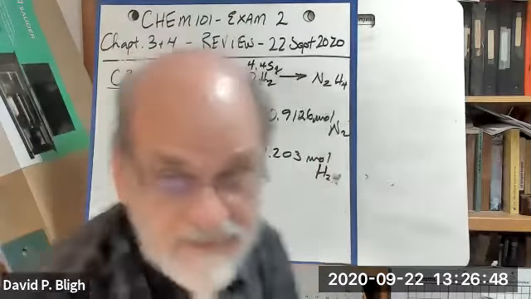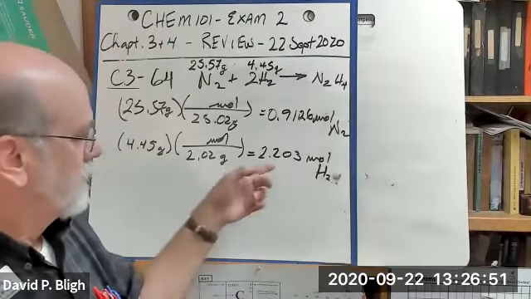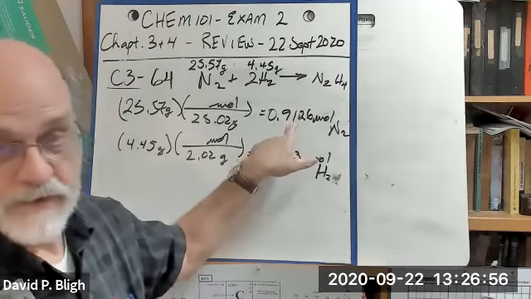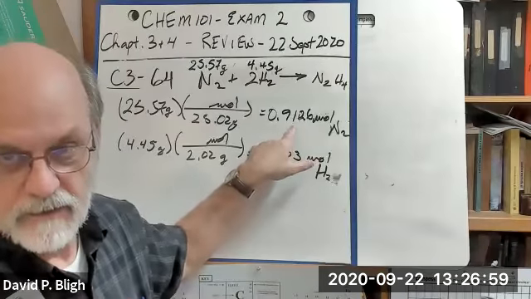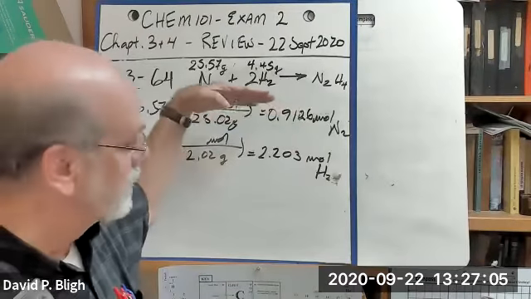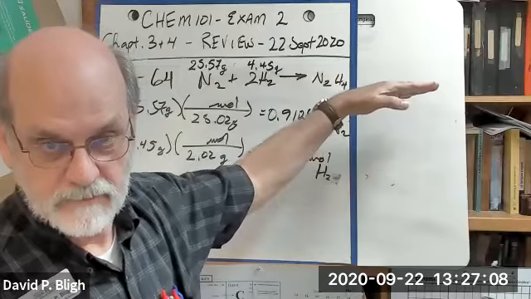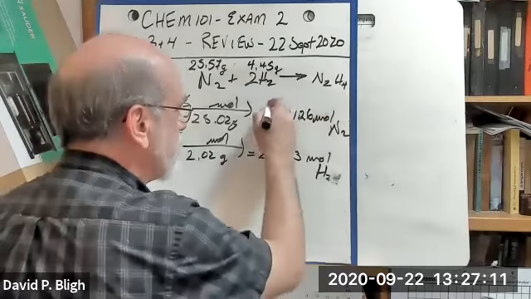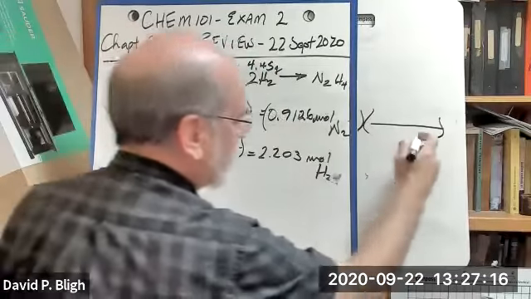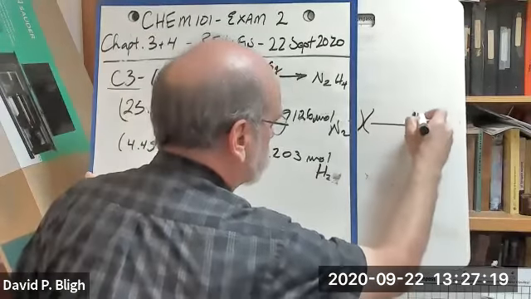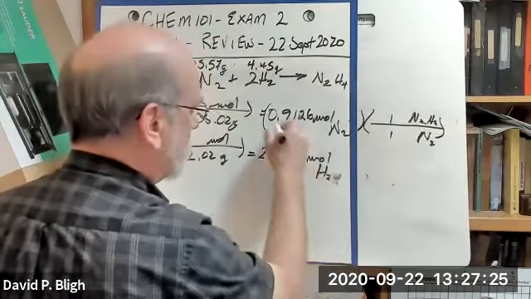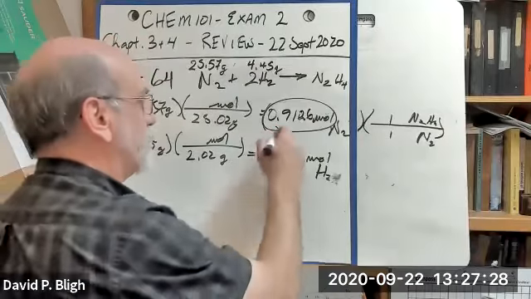Now, how do we tell which one's limiting? You say, if all of this is converted to hydrazine, how much do you get? And if all of this is converted to hydrazine, how much do you get? And the one that makes the least amount is the limiting reactant, and the one that actually produces the theoretical amount of hydrazine. So we've got to do a conversion here. We cancel nitrogens and leave hydrazines. So the ratio is 1 to 1, right? So that's how much hydrazine you have.